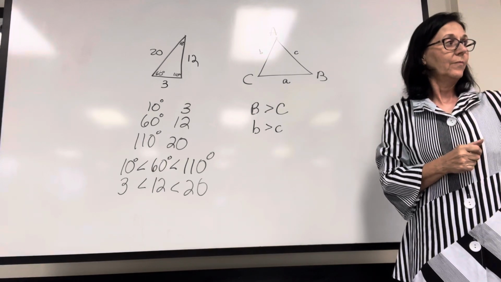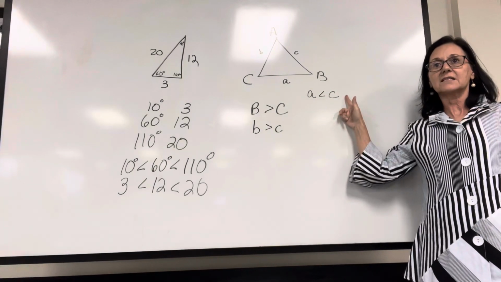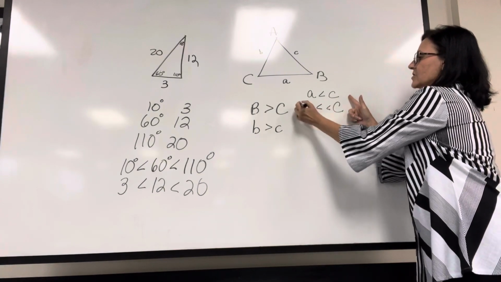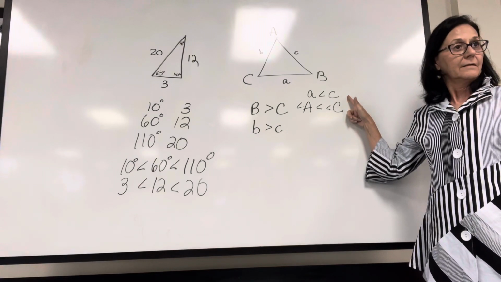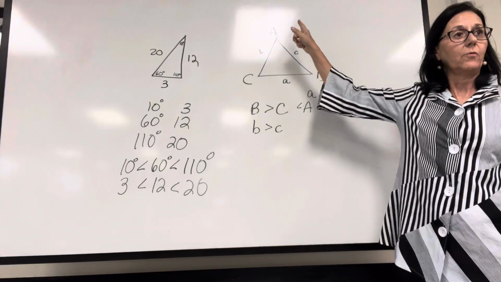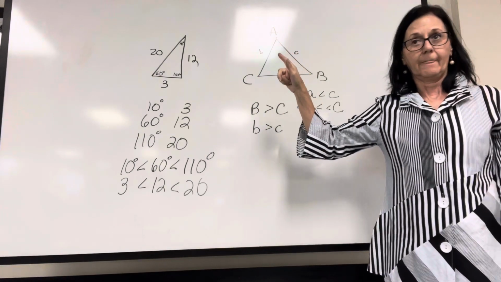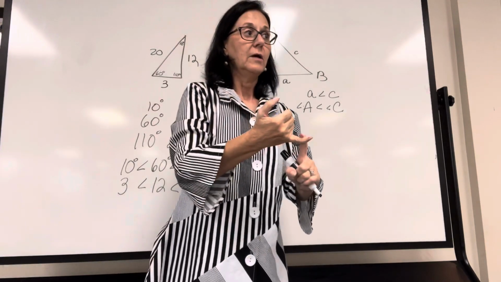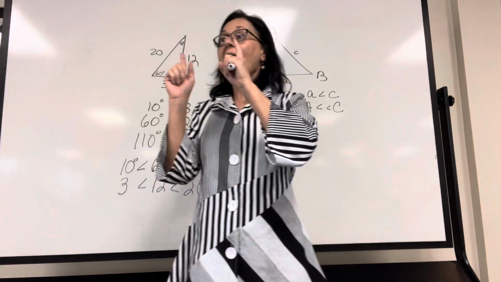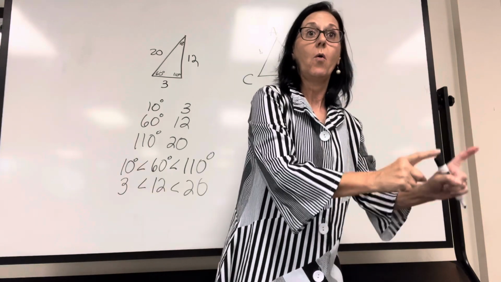Does that make sense? What if I tell you that side a is less than side c? Then what can I know, Elliot? The angle C is greater than angle A. Because when the sides of the triangle are unequal, the angles opposite them are unequal in the same order. Got it? When the angles are unequal, then the sides opposite them are unequal in the same order.